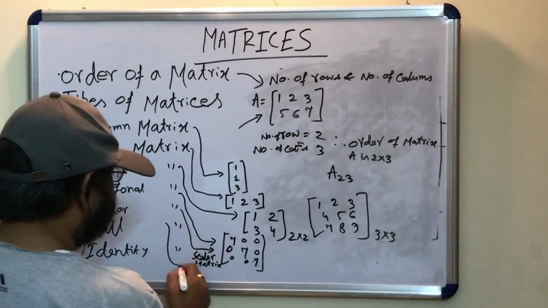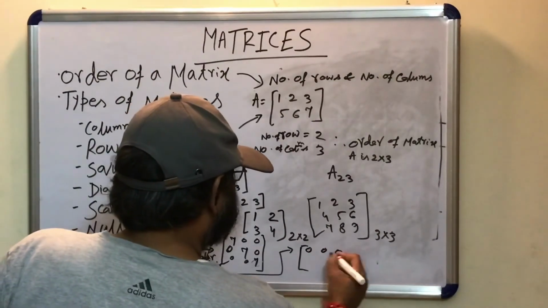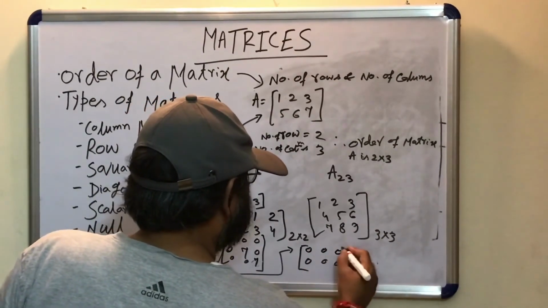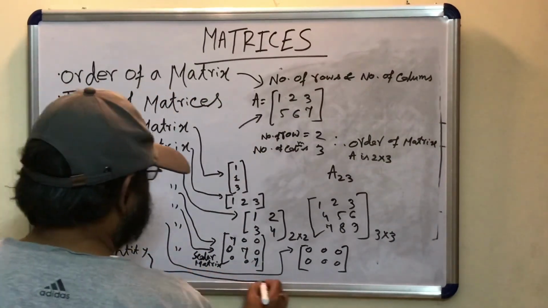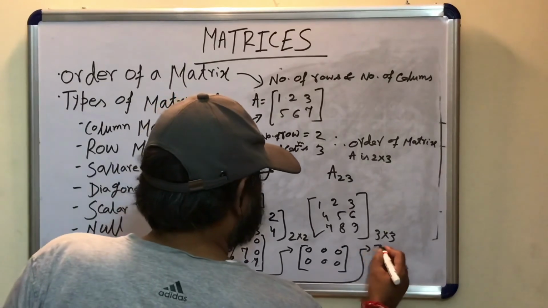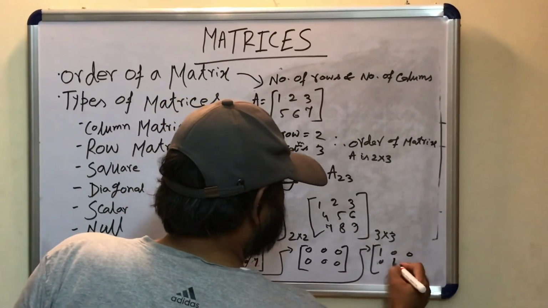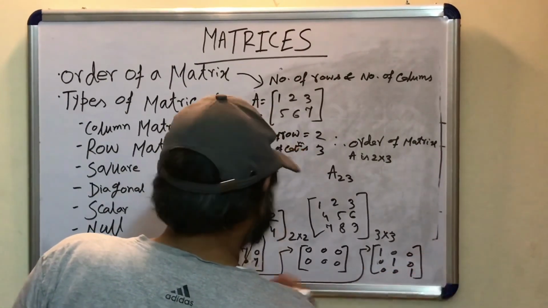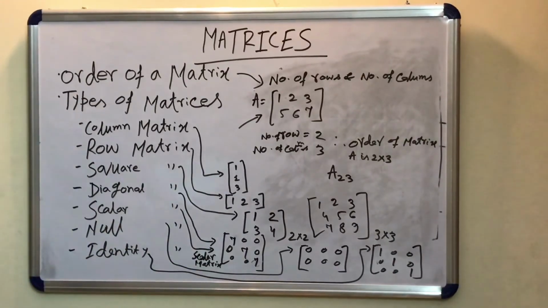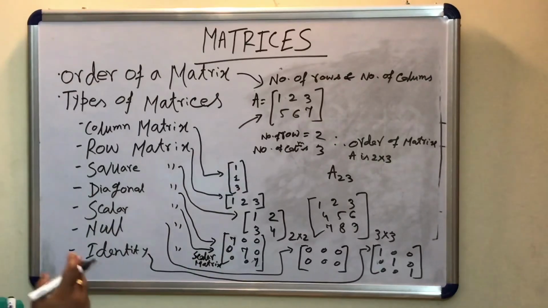What is a null matrix? All the elements of the matrix are 0. That is why it is a null matrix. What is an identity matrix? When only the diagonal elements are 1 and all other elements are 0, it is an identity matrix. So these are the types of matrices. In this first session, I am covering these only.